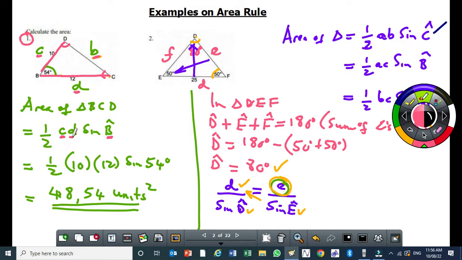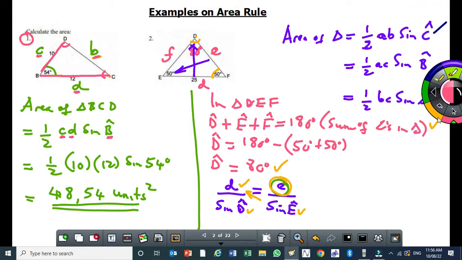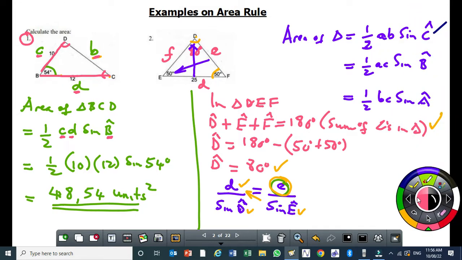Now your answer must be in square units, because it's area. Okay? Answer must be in square units because that's area. Okay, so this is a very simple example. Actually, it's the basic example on the use of the area rule.